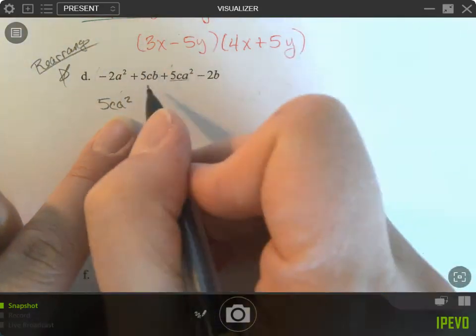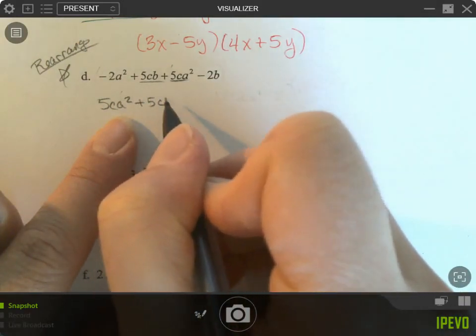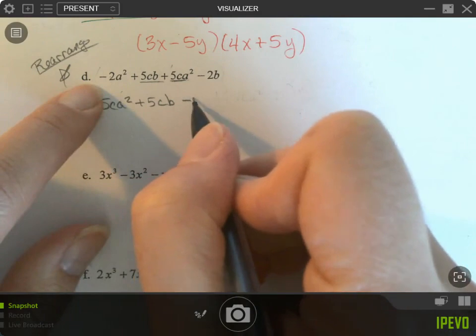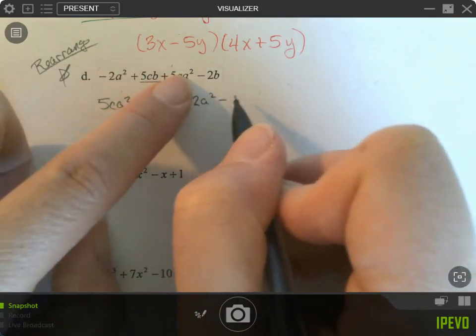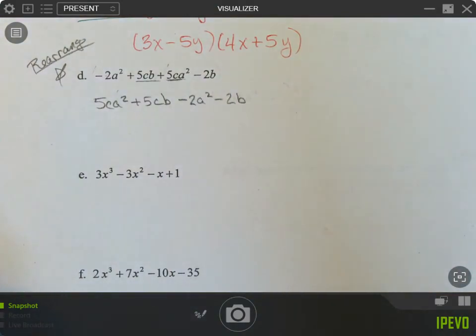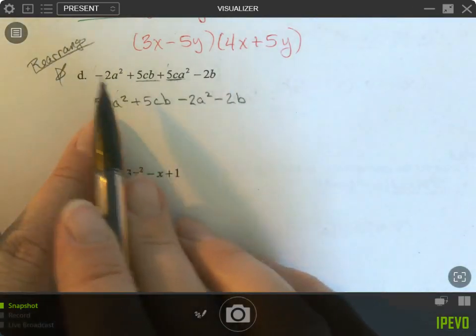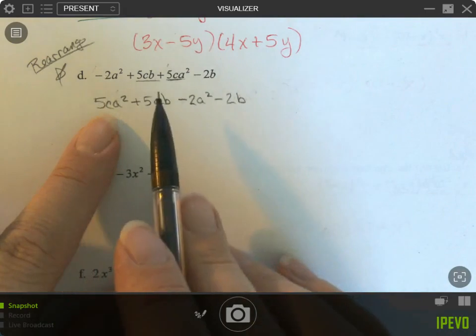5cb. Okay, so we're going to pair these 2 up. That's what you want to do? 5cb. And then what else do I have? Minus 2a squared minus 2b. So here's the idea. You could rearrange this differently than your neighbor, and that's fine as long as you make sure when you rearrange it they have something in common. This is the one arrangement that didn't work.